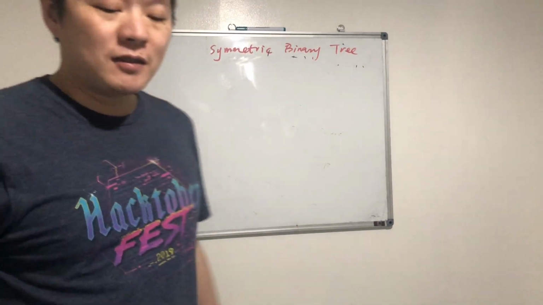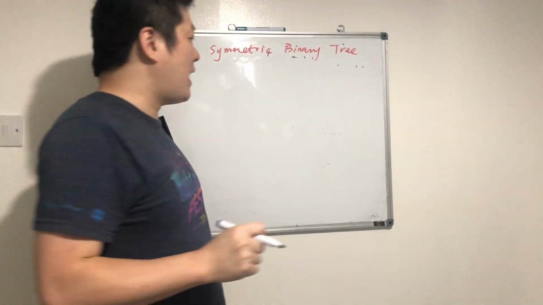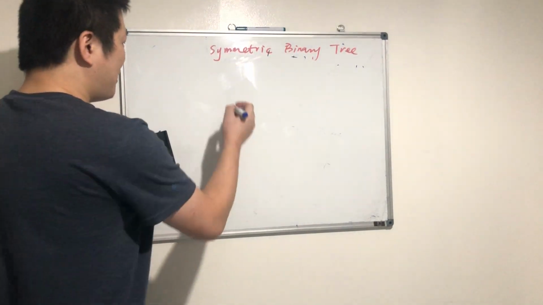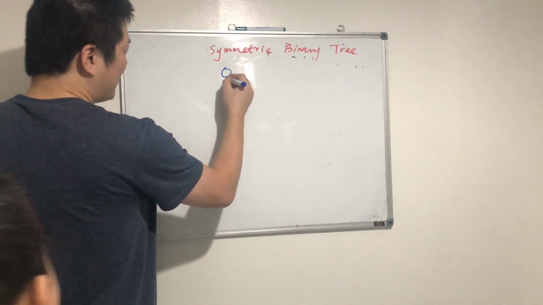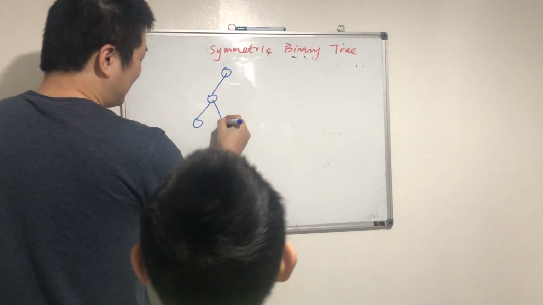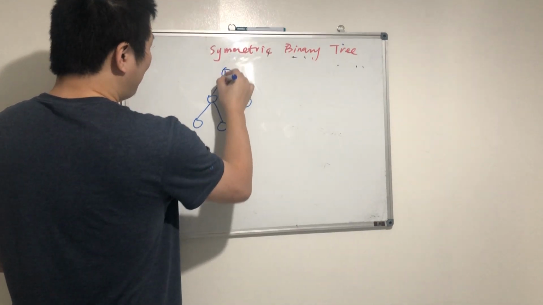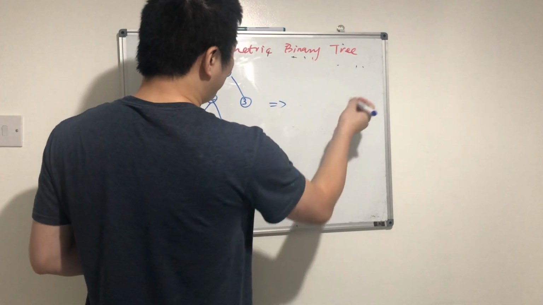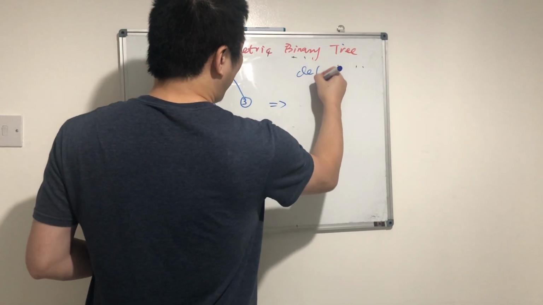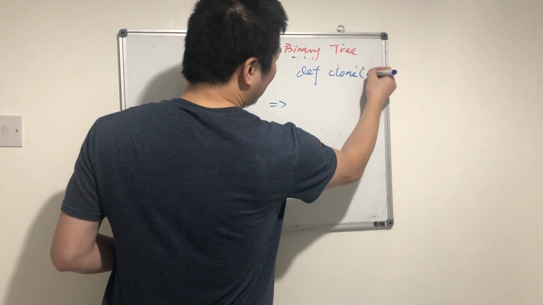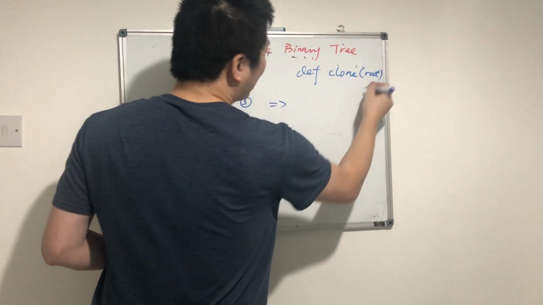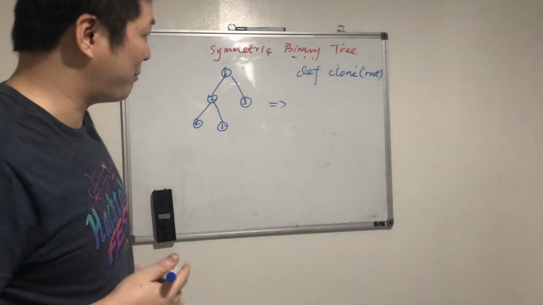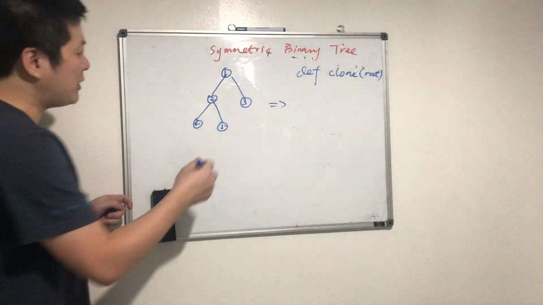Okay. So first of all, how do you make a copy of a tree? If I give you a tree, you copy it the same way. I want you to copy it, so we make another copy. This function will be called clone. Do you know what clone is? Clone is the copy, to make a clone, to make a copy. So what do you do?